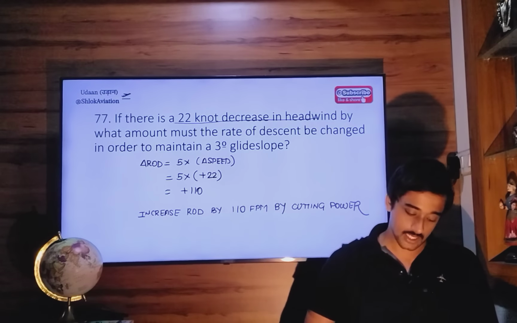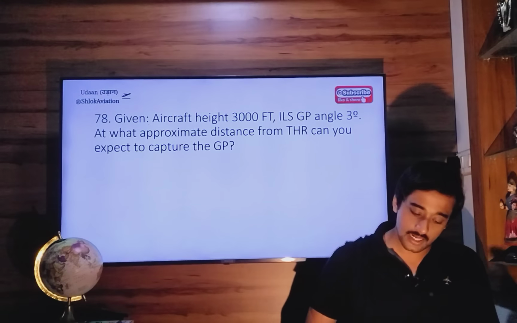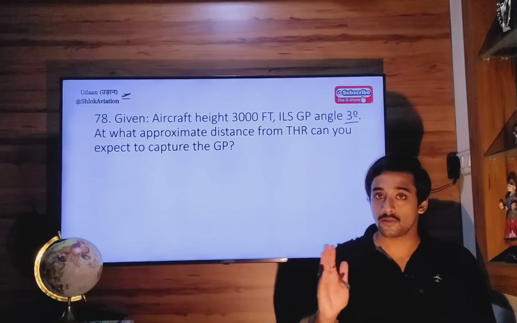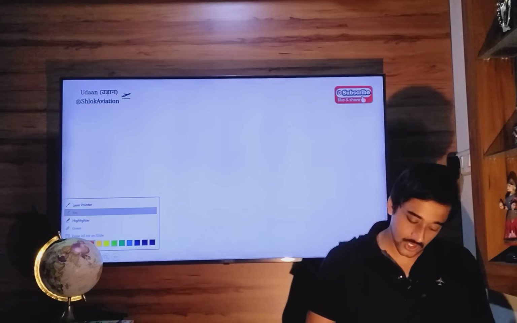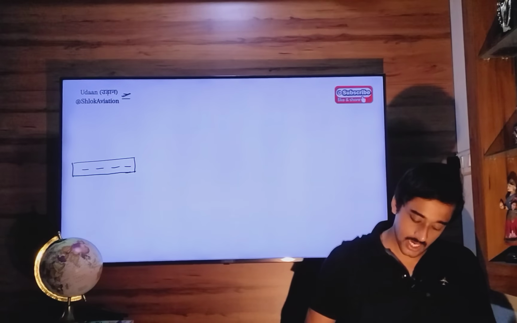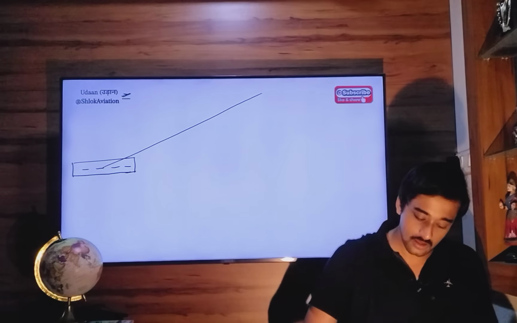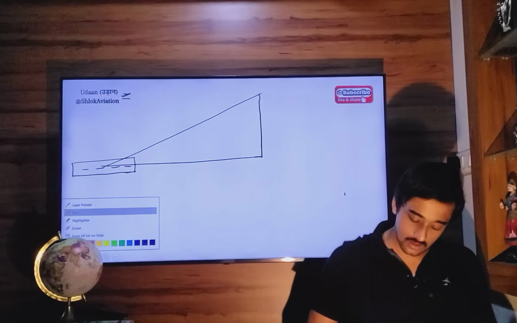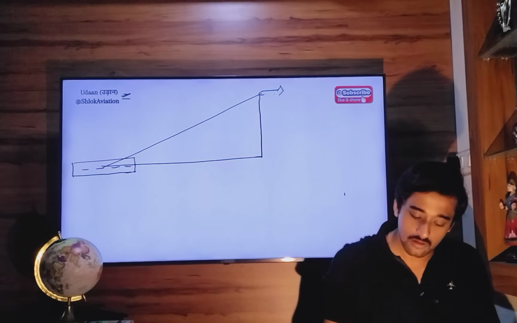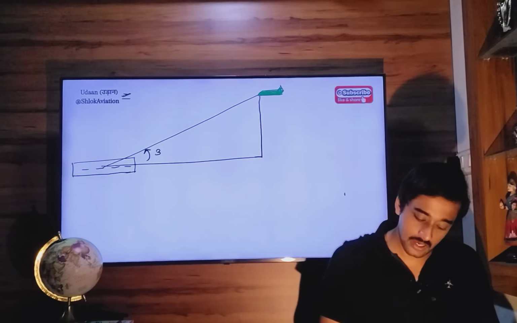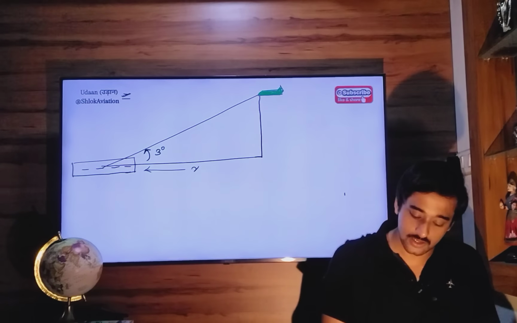Okay, next. 78. Aircraft height is 3000 feet. Glide angle is 3 degrees. What distance are you from the runway? So let's say this is your runway. Aircraft is 3000 feet high. Glide angle 3 degrees. Ground distance.